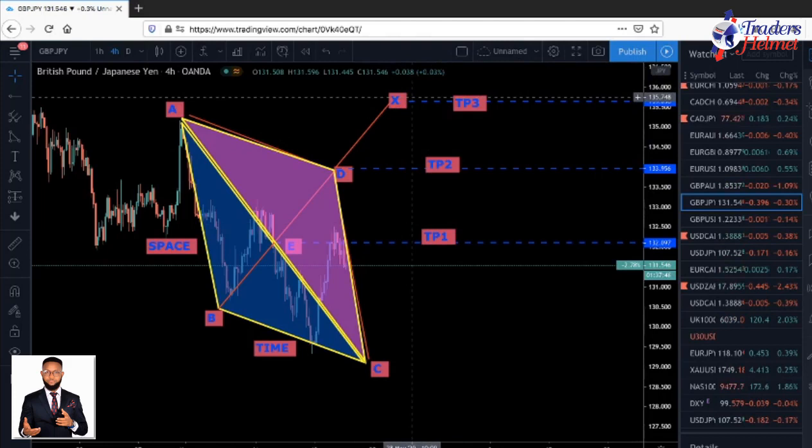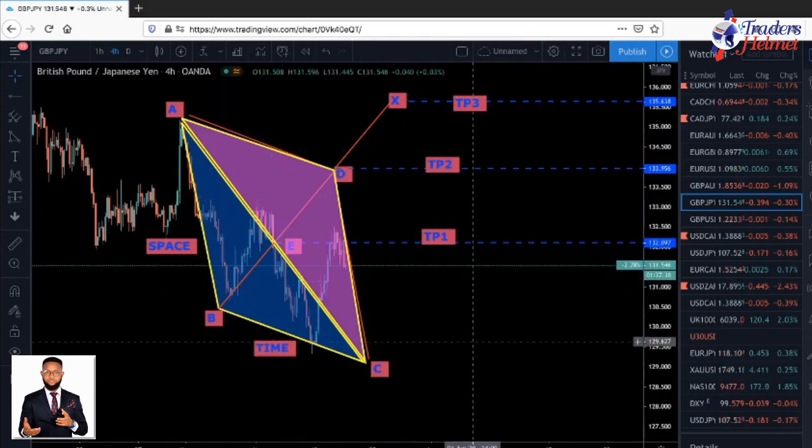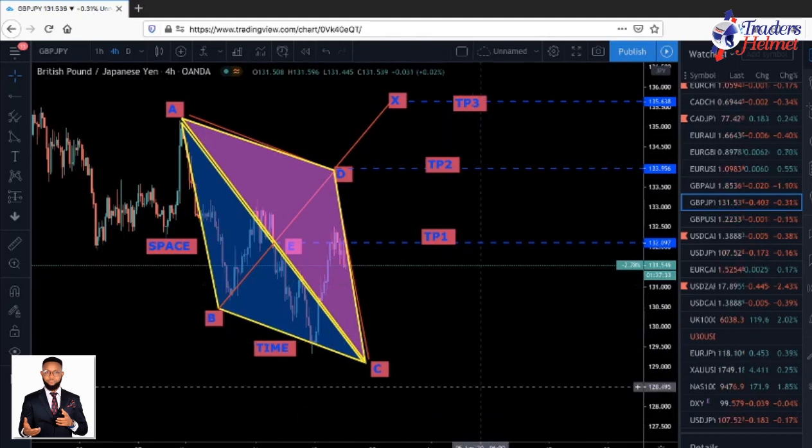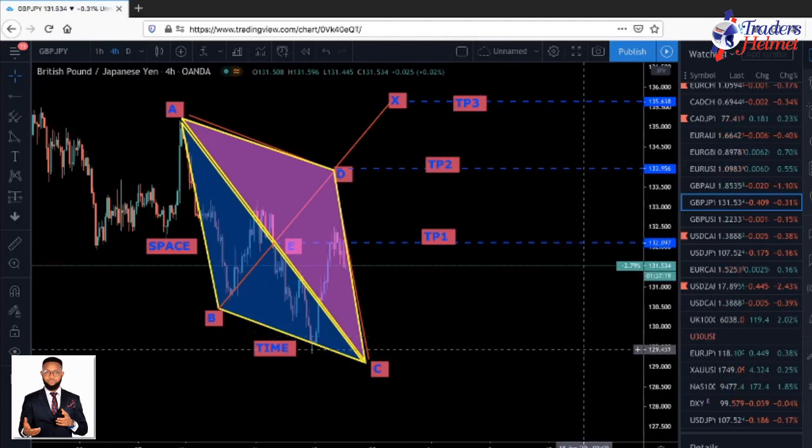Alright guys, so this is our rhombus, and this is how to spot rhombus in any of the pairs. Once you do this, you can always wait patiently, but make sure you spot your impulse, correction, impulse. Now, the conditions of rhombus. Take down the conditions of rhombus.